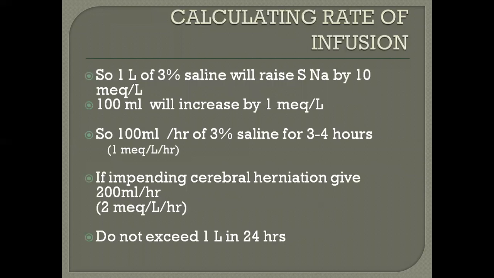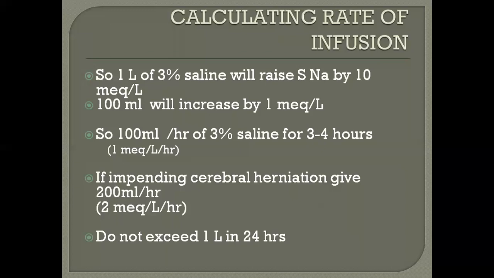So that means if 1 liter is increasing by 10, then 100 ml will increase by 1 milliequivalent per liter. So if we want to increase the sodium of this patient by 1 milliequivalent per liter per hour, then we will infuse 100 ml of 3% saline per hour for the next 3 to 4 hours. And generally this will be enough to relieve the symptoms. But if the symptoms are severe and you suspect that cerebral herniation may be about to occur, then you can go for a higher dose, that is 200 milliliter per hour or 2 milliequivalent per liter per hour for 3 to 4 hours.